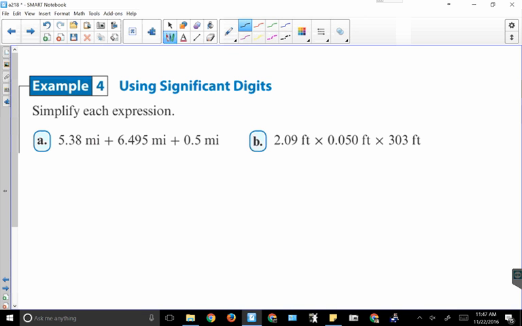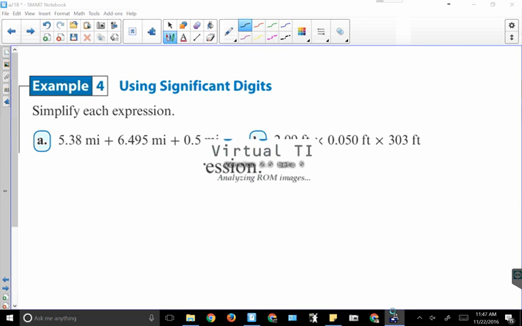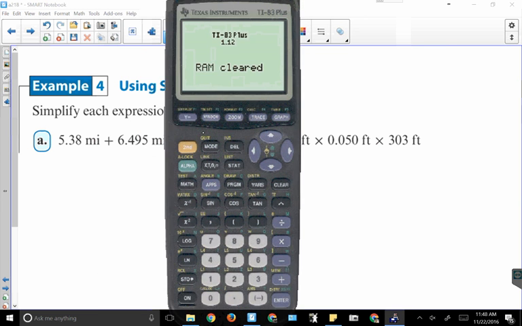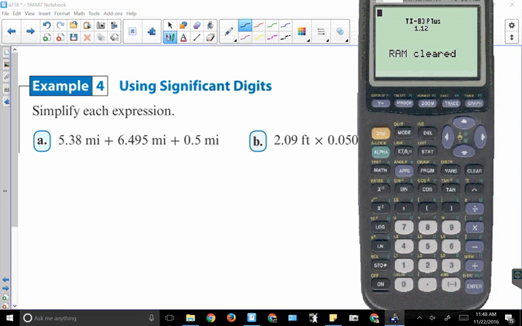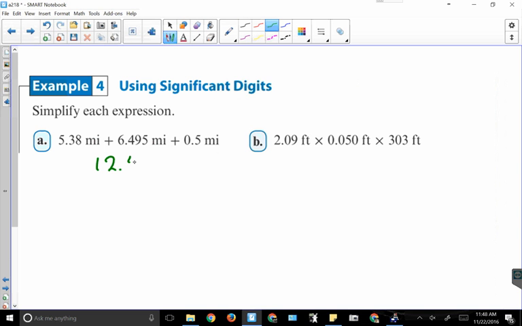So, we would take the calculator, add them up, and what do we get? I suppose I could do it up here too. Grab the calculator. And so we're looking at 5.38 plus 6.495 plus 0.5. I get 12.375. So if I'm going to round that to how many decimal places? 1. So we end up with 12.4.